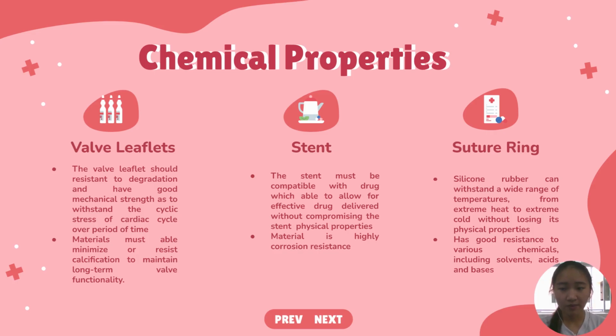The chemical properties for valve leaflets is it should be resistant to degradation and have good mechanical strength as to withstand the cyclic stress of cardiac cycle over a period of time. And the material must be able to minimize or resist calcification to maintain long-term valve functionality.